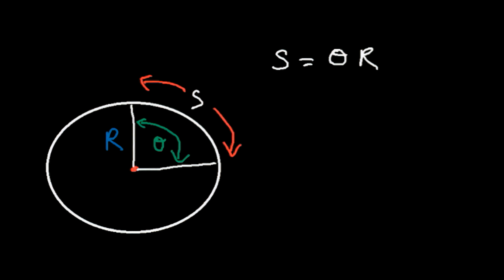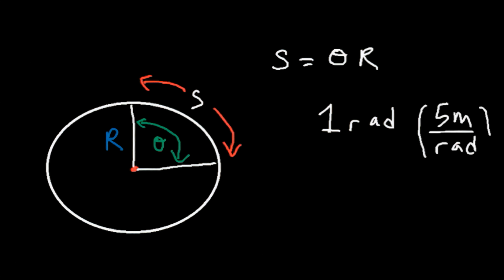So let's say you have an angle of 1 radian, and let's say the radius is 5 meters. The arc length is 5 meters per radian, and so 1 radian will give you an arc length that's 5 meters. So a radian is defined as the angle subtended by an arc whose length is equal to the radius.